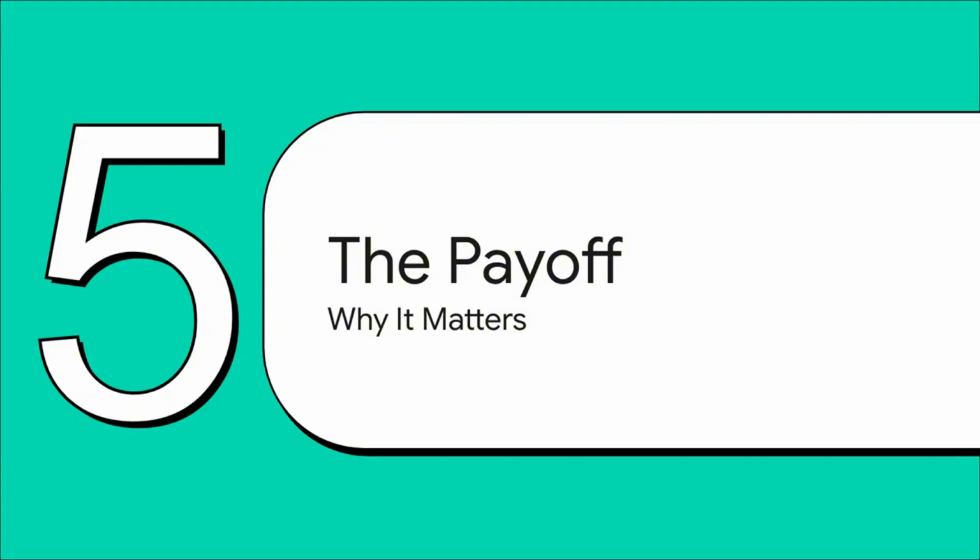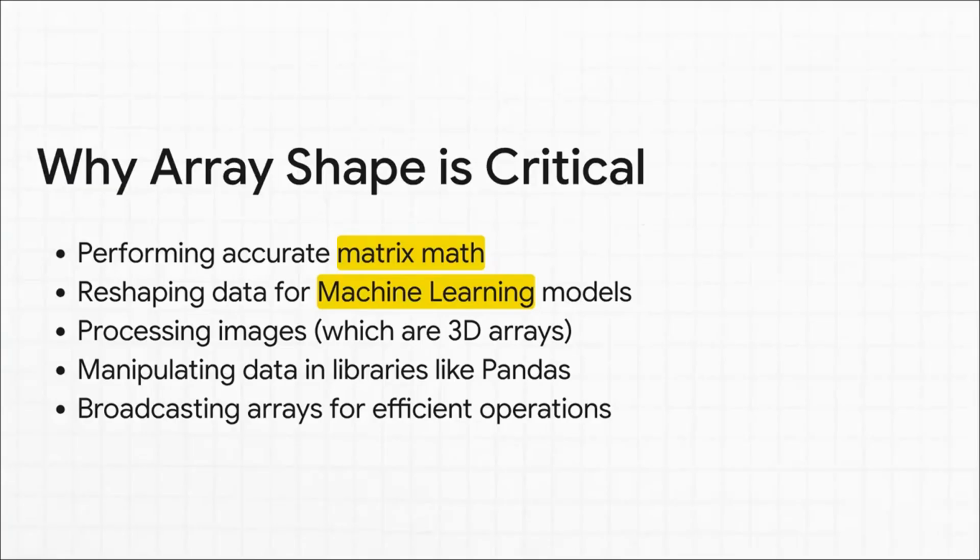Okay, so why do we spend all this time obsessing over brackets and tuples and shapes? Why is this so critical? Well, because getting the shape right is literally the key to unlocking almost everything else you're going to do in data science. I mean, everything depends on it. You want to multiply two matrices? It literally will not work if the shapes aren't compatible. You need to get your data ready for a machine learning model. You have to reshape it first. And hey, if you ever do image processing, guess what? An image is just a big 3D array of pixel values. If you get the shape wrong, nothing else you do is going to work.